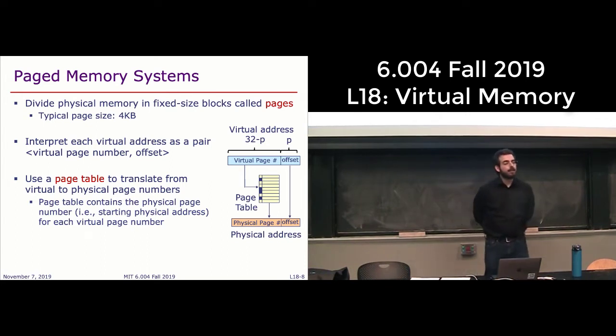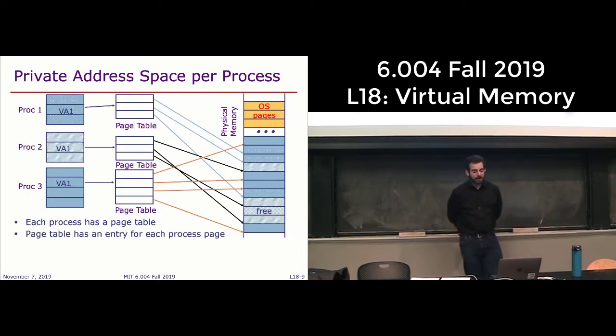Okay, let's see this pictorially in a little bit more detail because this diagram is kind of abstract. This diagram shows 3 different processes, each of them with their own virtual address spaces and each of them with its own page table. So the page table is going to be a structure that is private to each process. And then on the right here we have physical memory. Again we have some space reserved for the operating system. And then we have pages of the different processes in the remainder of the physical memory.